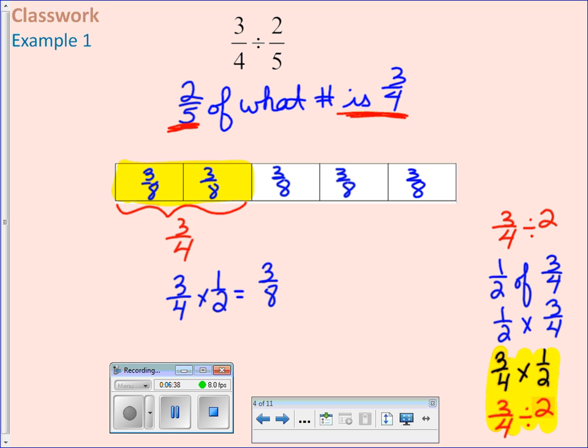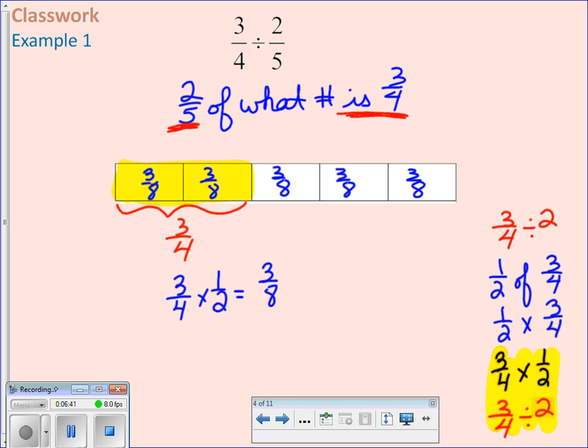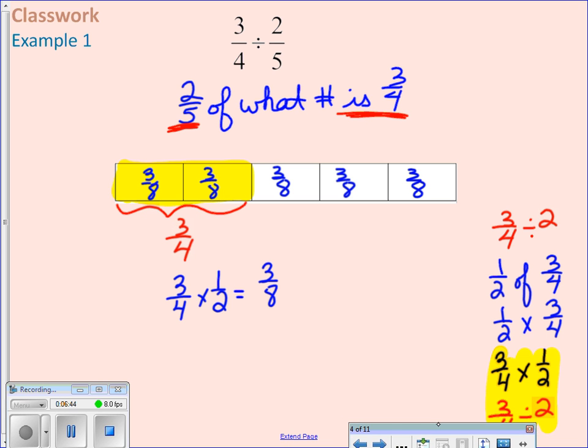Everybody with me so far? So far so good? You're bearing with me? So now to find that whole number that we were talking about here, of what number, how many 3/8 are there? What do I do?